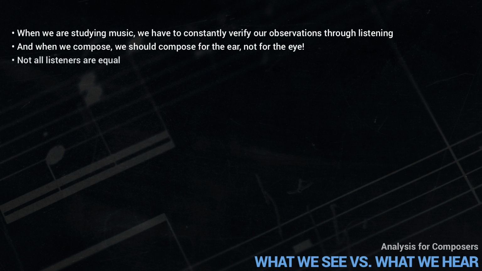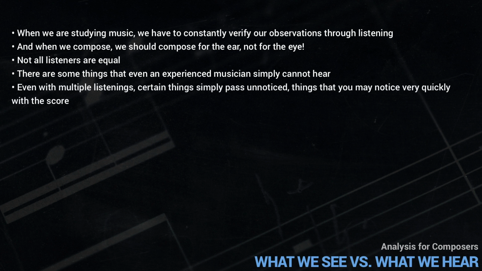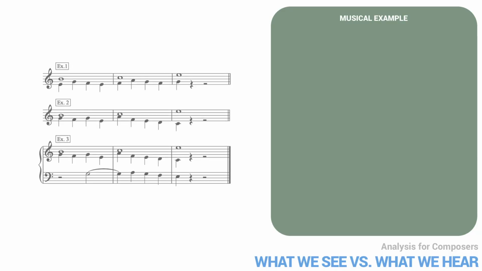It is true that not all listeners are equal. A well-trained musician will certainly notice things that a beginner will not. But there are still limits. There are some things that even an experienced musician simply can't hear. This is easy to prove. Try for a while to analyze music just by ear, not using the score. Even with multiple listening, certain things just pass unnoticed, things that you may notice very quickly with the score. Conversely, some of the things that stick out the most aurally may not be visually salient at all, as in my Mahler example above. There are also different degrees of aural salience. Let's compare these three examples.